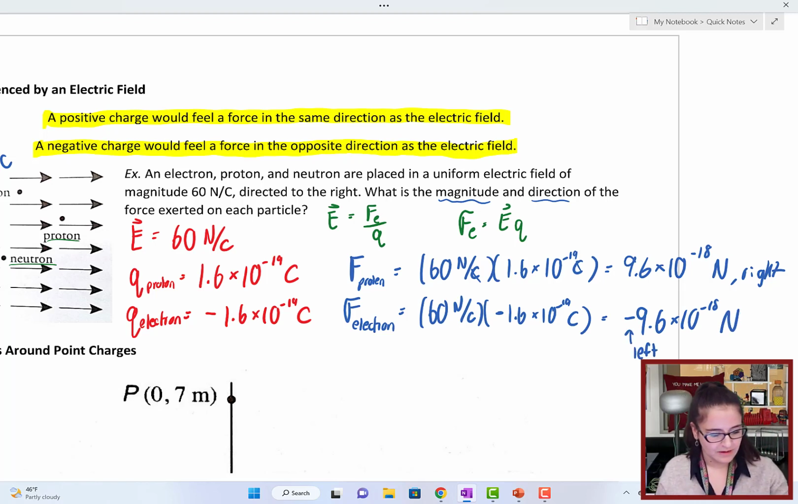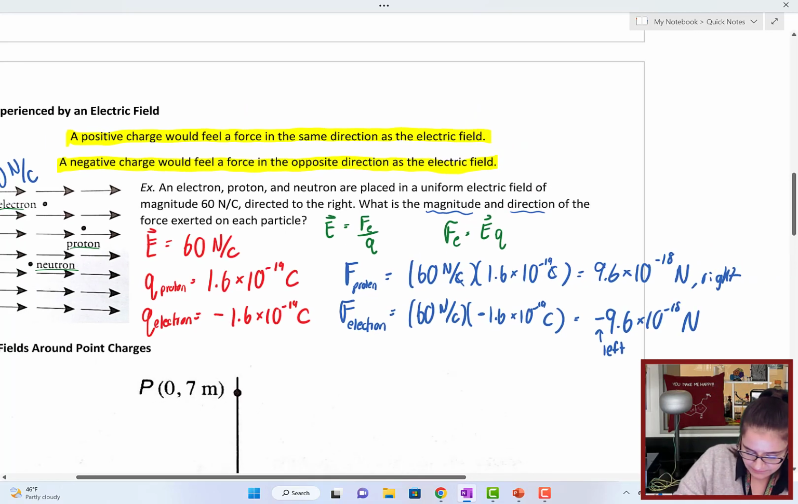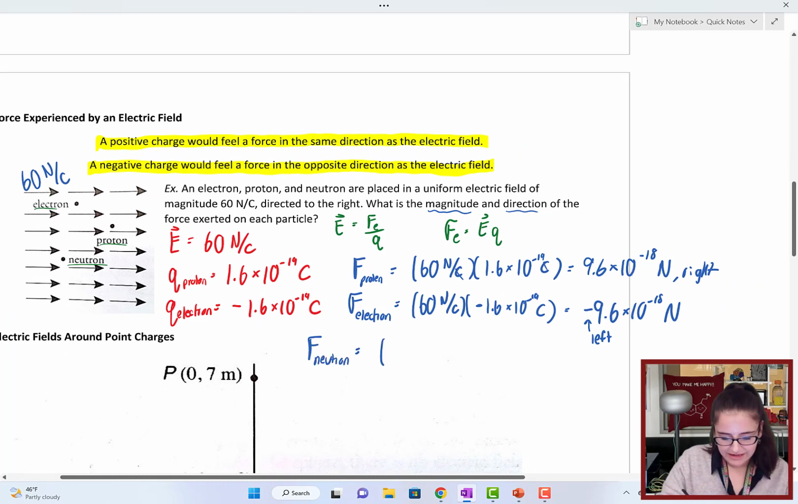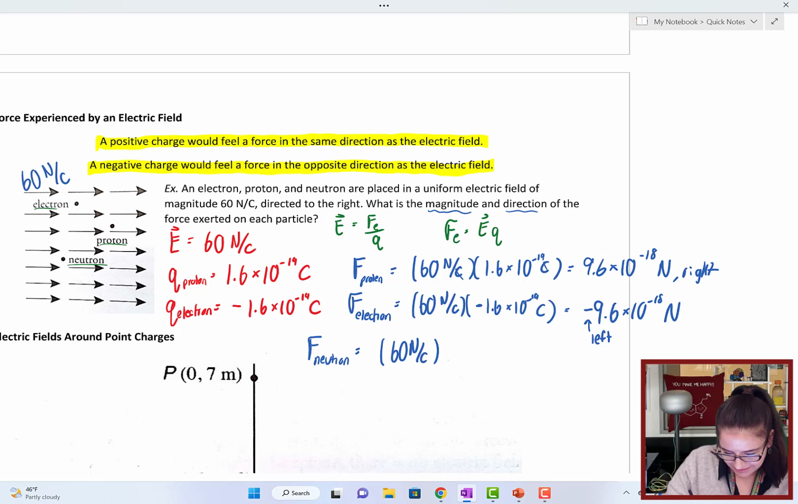So there's the proton and the electron, but what about the neutron? Well, the force on the neutron, we have the 60 newtons per coulomb, but neutrons have a charge of 0 coulombs. So we have no force on the neutron.